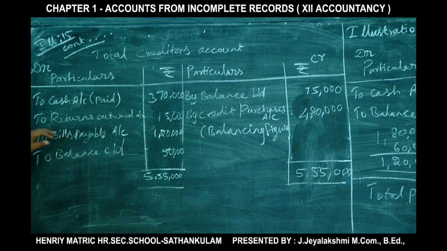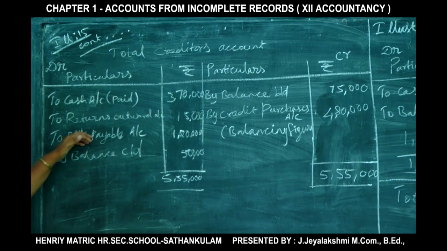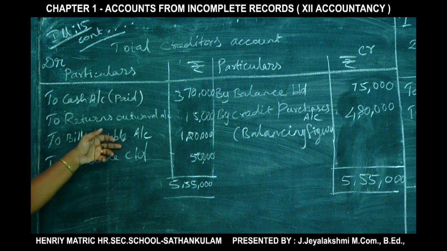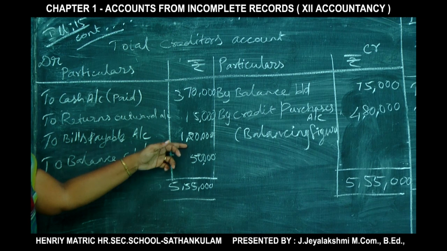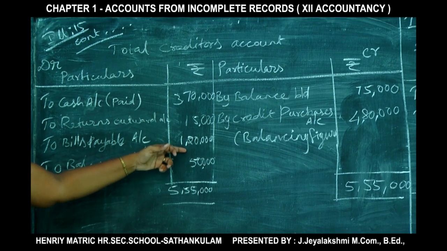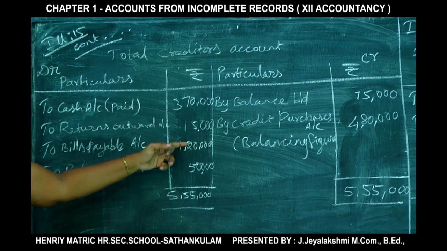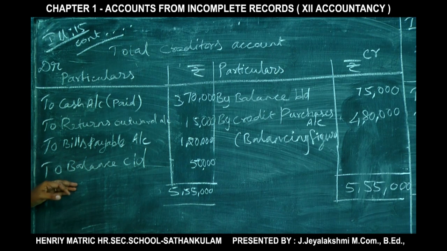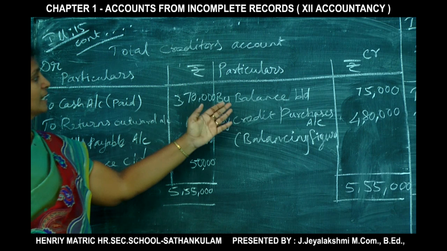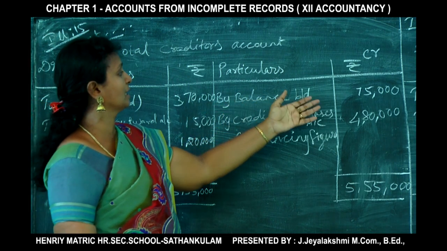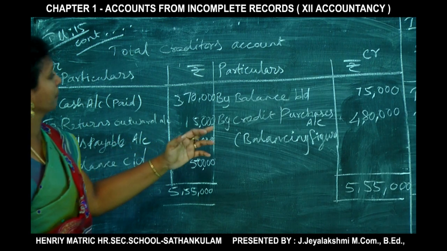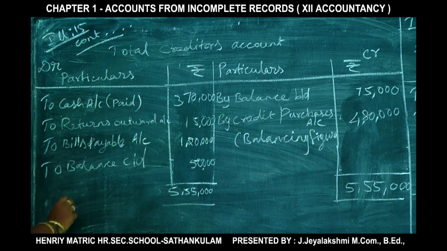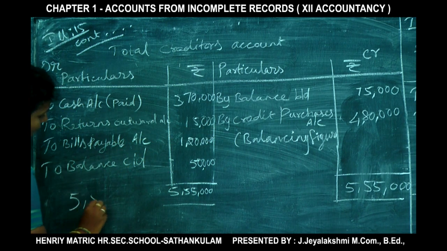Bills payable account. Where is this figure taken from? From the bills payable account, 1,20,000, which is nothing but the balancing figure of the bills payable account. Then the closing balance we have taken is 50,000. Next, on the credit side, we take by balance brought down, nothing but the opening. From this, we calculate credit purchase. How much? 5,55,000.